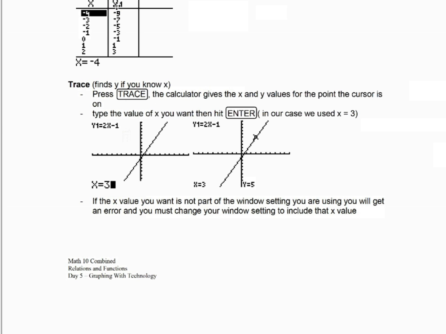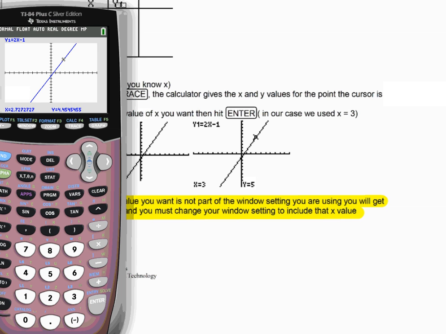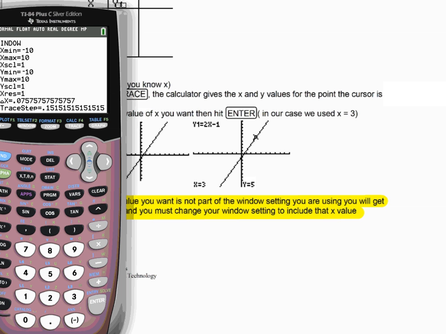I'm just going to highlight this one thing in your notes. If the X value you want is not part of the window settings you're using, you'll get an error and you must change your window setting to include that X value. Okay, and that's what I was trying to talk about. So if I wanted when X was 50, I need to change my windows to include up to X is 50.